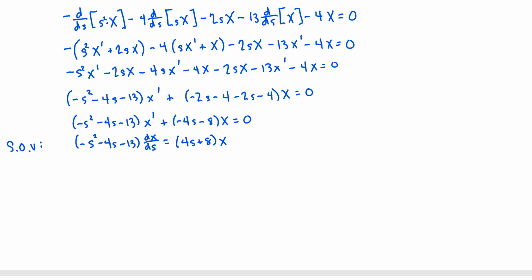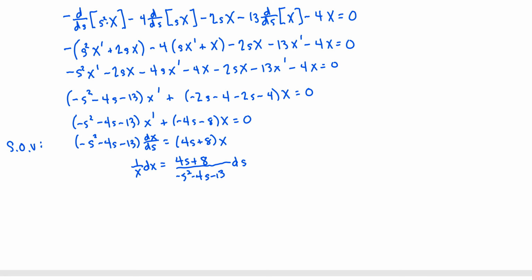Again, back to chapter 1, we just have to recognize the problem, right? So dividing both sides by x, we can write that as 1 over x dx. And moving all of our s's to this side, we've got 4s plus 8 over there now. We're going to divide by negative s squared minus 4s minus 13, and we're multiplying by ds. So we have separated our variables.